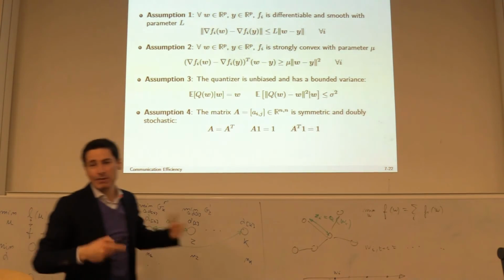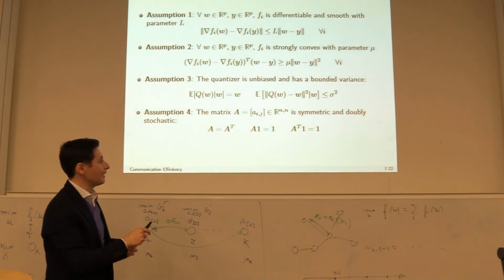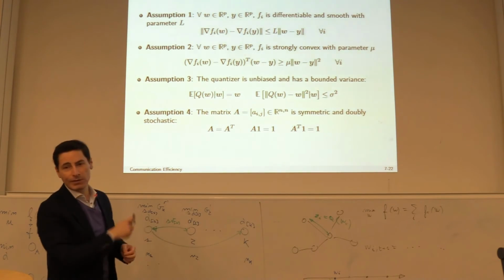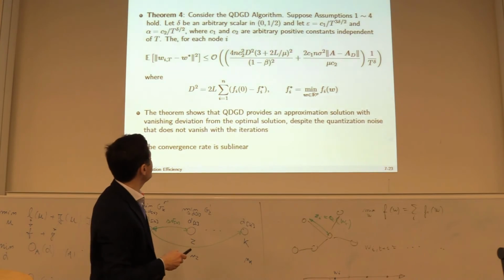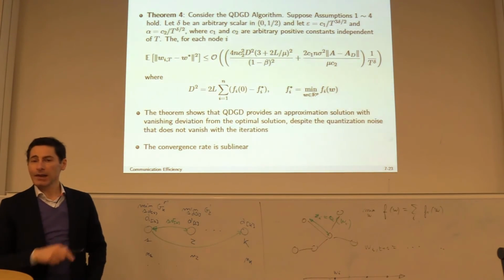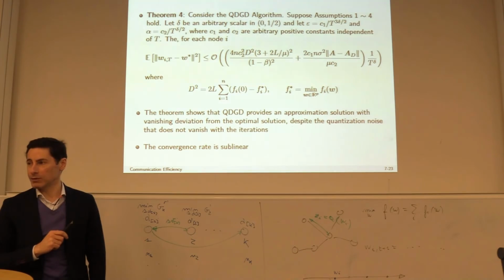doubly stochastic matrix that people have been researching in the last 20 years. So it's A equal A transpose, A1 is equal to the vector 1, A transpose 1 is equal to the vector 1. With just this assumption, despite the fact that we have a quantization, we can still have convergence of this quantized distributed gradient method.